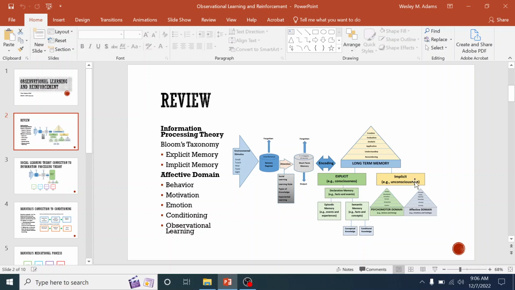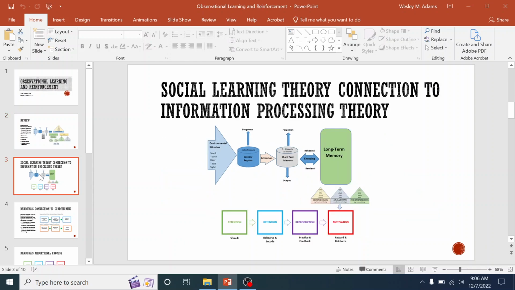Now, something we haven't covered in depth is the affective domain. How does behavior affect motivation, or motivation affect behavior? How does that influence learning? Where does emotion come in when it comes to learning? How is this connected to the behaviorist theories of conditioning? And that's all going to lead us into the connection between conditioning and observational learning. So let's look at that for just a second.